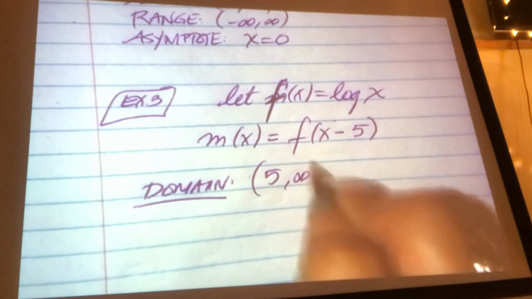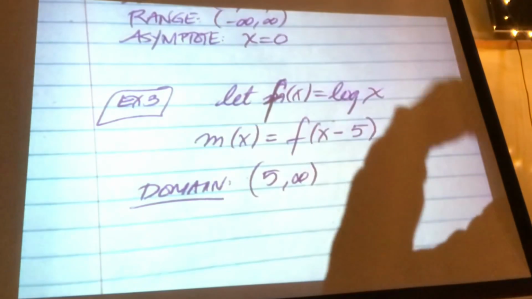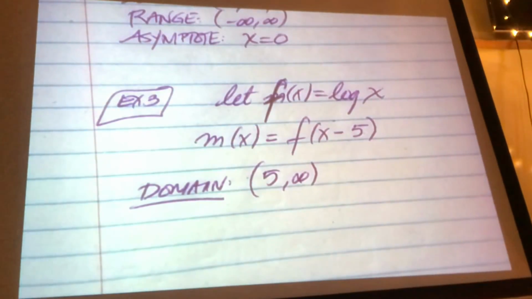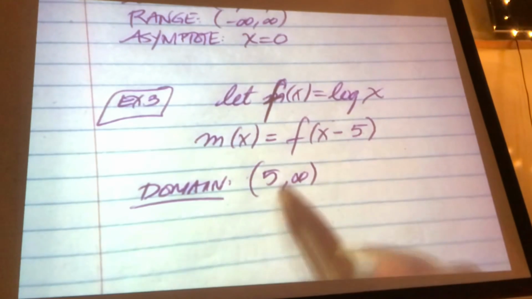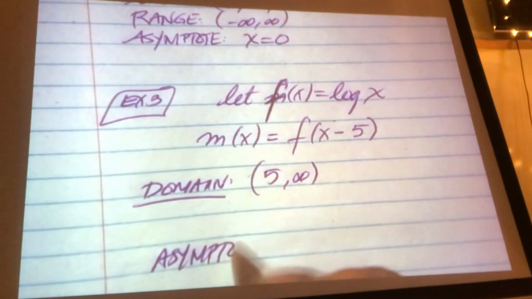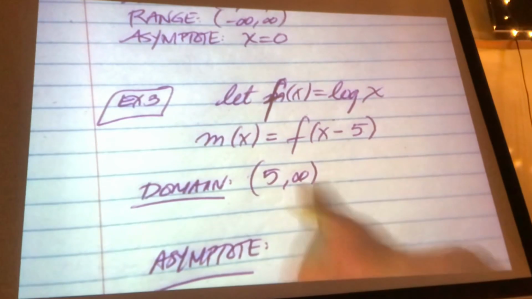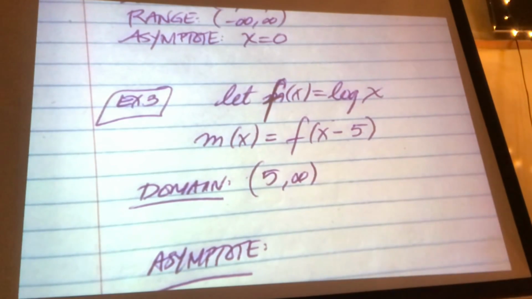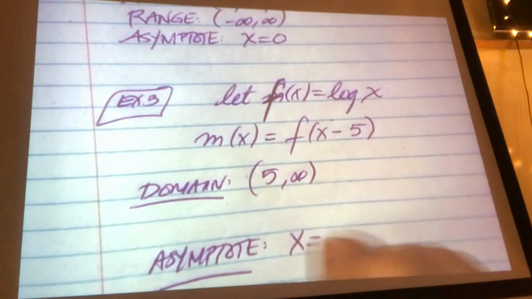Good. 5 to infinity. It's still the same graph, except it got moved over 5 units. Did it move up and down? No. So if your domain is 5 to infinity, you should be able to automatically tell me what the asymptote is. What would it be, Heidi? X equals 0, but it got moved over 5 units. Yep, x equals 5.